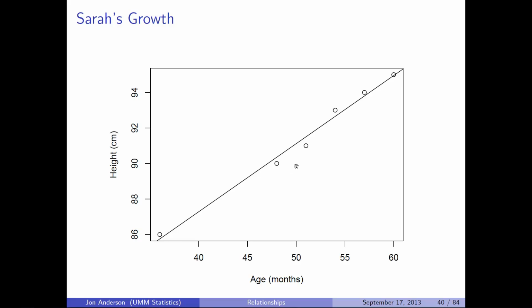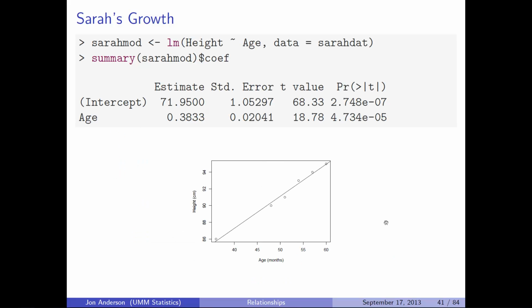You can see the points follow a pretty clear straight line pattern, which might suggest that using a straight line to summarize her growth, at least at this point in her life, is a reasonable thing to do. And so this line that runs through the points might be a really good way to summarize her growth relationship.